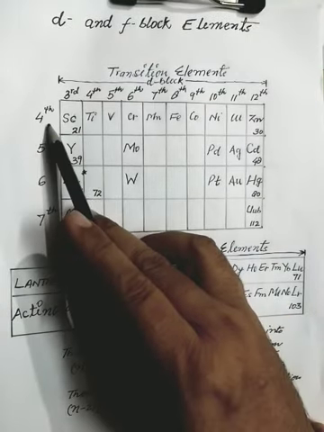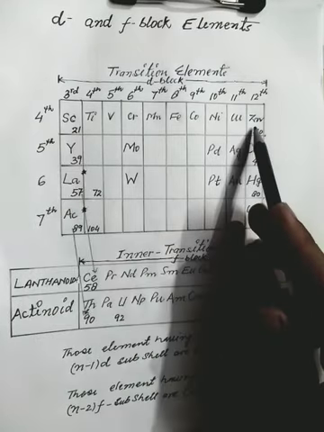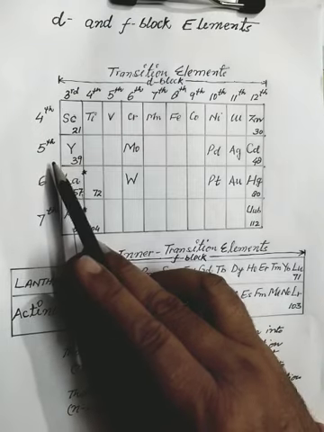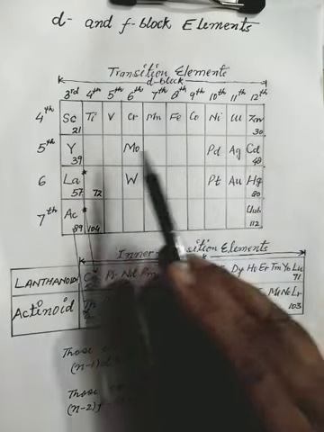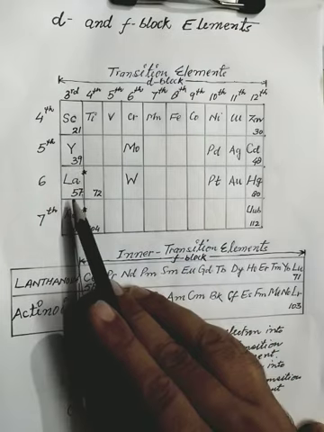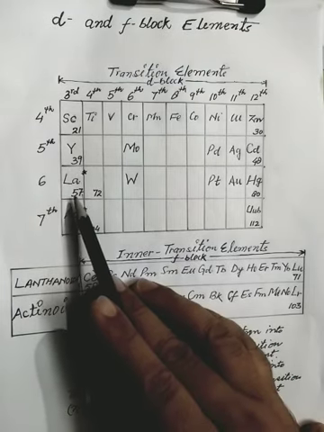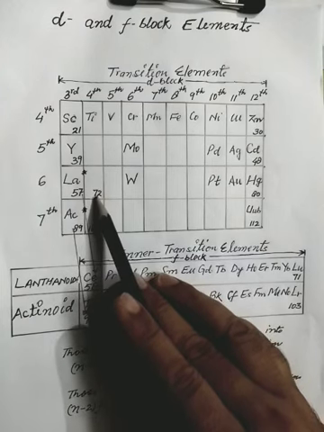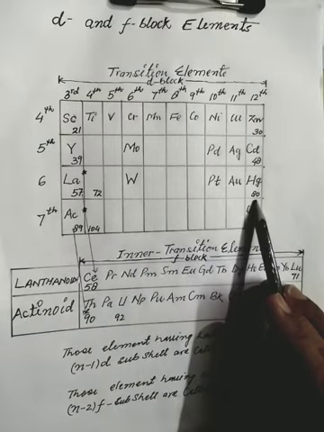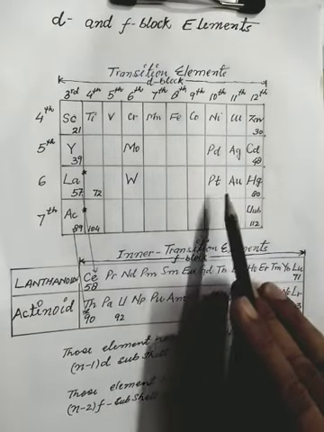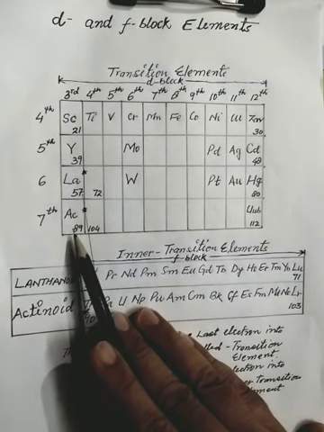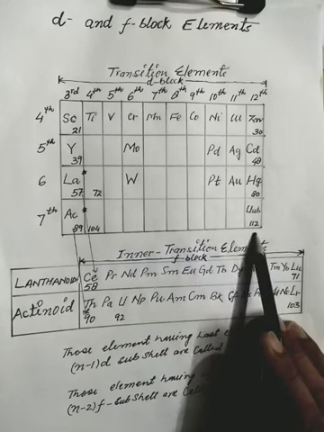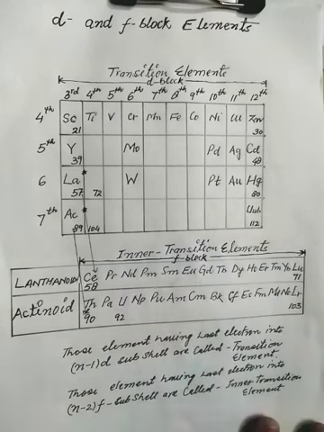In the 4th period, scandium to zinc is called the first transition series. In the 5th period, Y to Cd, cadmium, is called the second transition series. In the 6th period, lanthanum and then atomic number 72 to mercury, Hg 80, are the third transition series. And the fourth transition series starts from 89 and then 104 to 112.